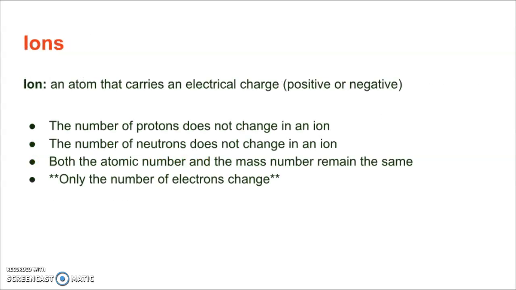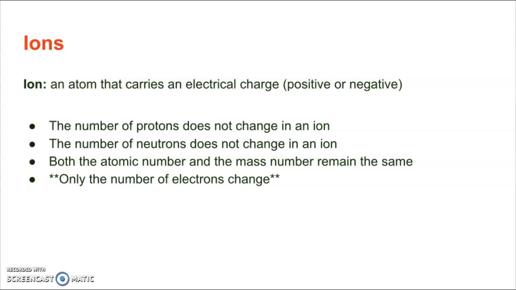To answer that question, the definition of an ion is an atom that carries an electrical charge, right? So it's either positive or negative. Up to this point, we have really only been talking about neutral atoms, right? Which means that my protons and my electrons are equal to each other. Neutral means I have no electrical charge. I am neutral, okay? However, today we're going to start to change that.